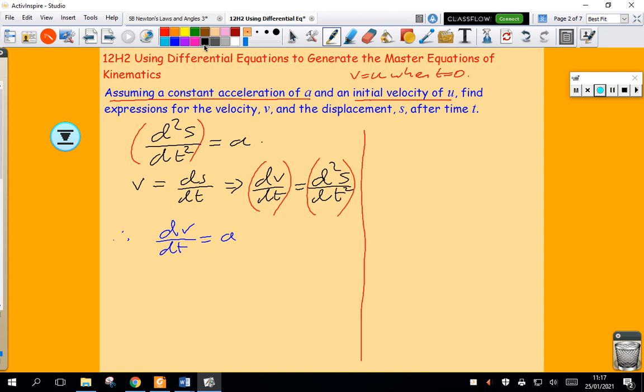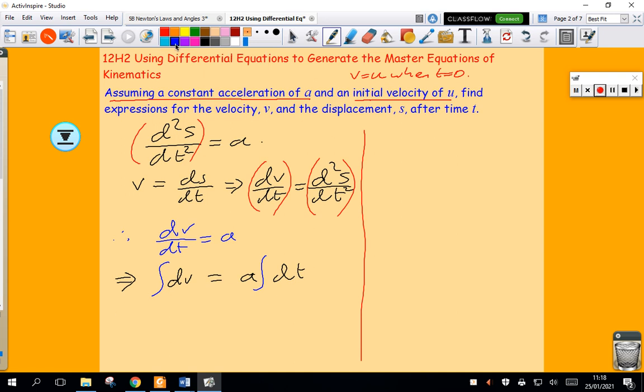What am I going to do? Well, it's a differential equation because it contains a derivative. I'm going to separate dv/dt equals a. That means dv equals a times dt. Remember, a is not variable here. It's a constant, so we just treat it like a constant. And now I'm going to take the antiderivative on both sides. The process of taking that antiderivative is called integration. I'm going to integrate on both sides.